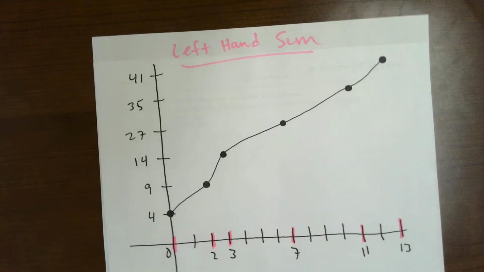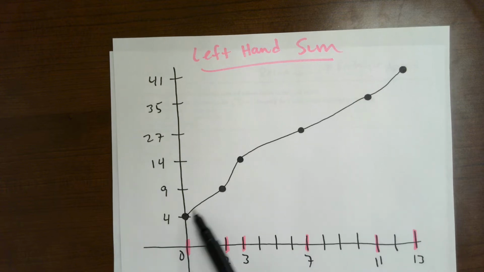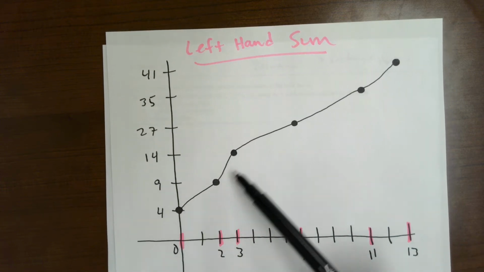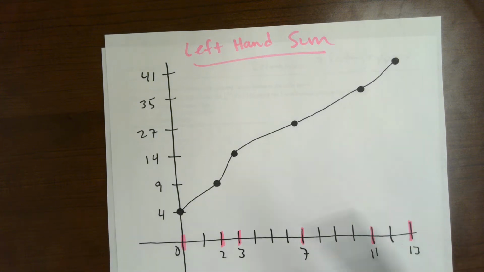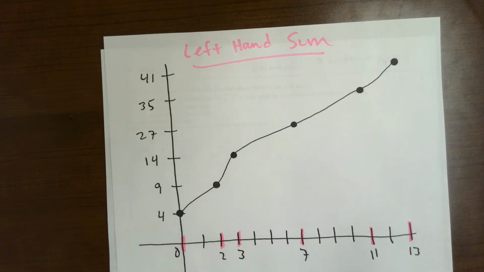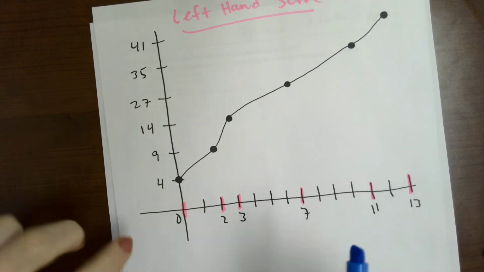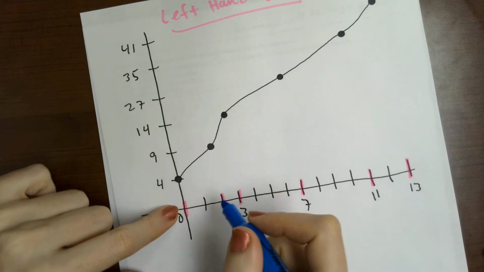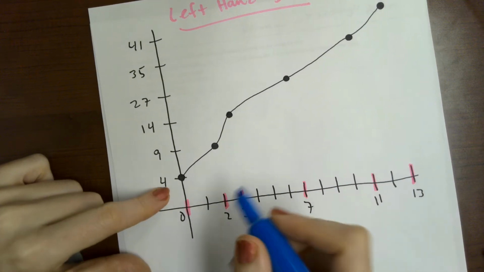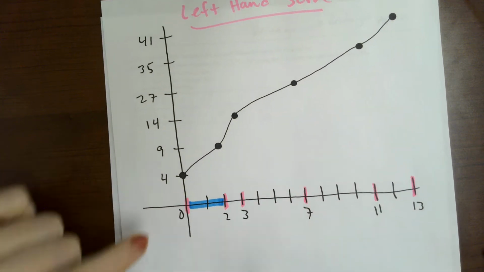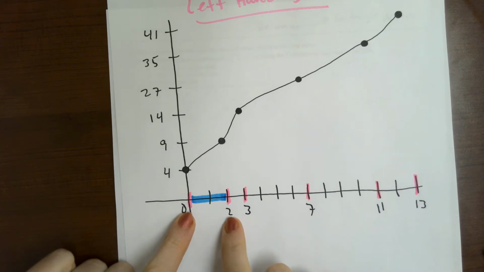We'll do a left-hand Riemann sum first. So I plotted the points, and because they told me f was a continuous function, I can connect the points. If we couldn't connect the points, then the integral is not defined. So for a left-hand sum, for each subinterval, you're going to draw a rectangle. And that subinterval is going to be the base of the rectangle. Okay, so this is the base of the first rectangle.